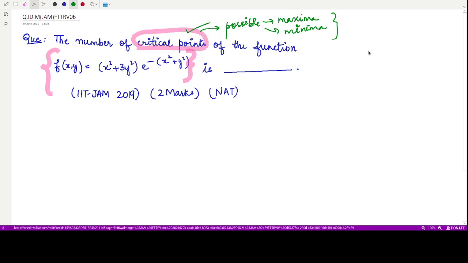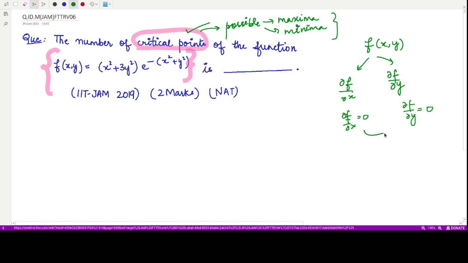If you have some function in two variables, f of x and y, what you do is calculate the partial derivative of this function with respect to x, with respect to y, and then you substitute them individually equal to 0. So you have two algebraic equations. You solve these two equations simultaneously and calculate the values of x and y. Whatever the values of x and y are, they constitute the critical points. So we need to see how many such points are available for this particular function.